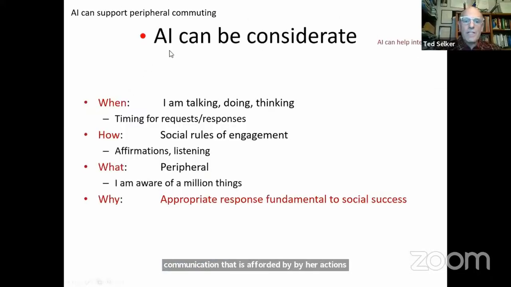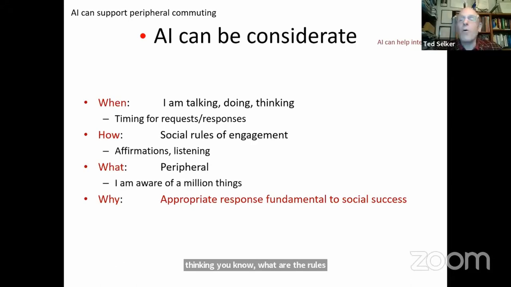So the question is when can AI be considerate? When I'm talking or doing or thinking, should it be paying attention, or should it be letting me focus on talking and doing and thinking? What are the rules for social engagement?